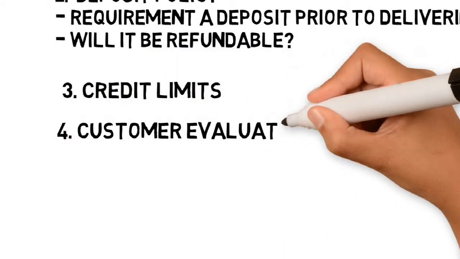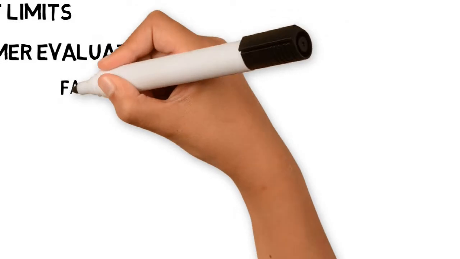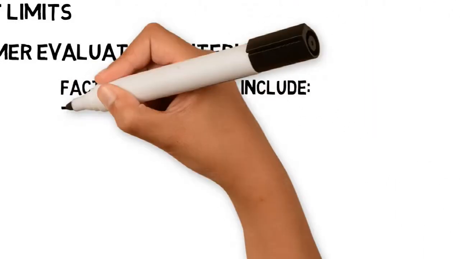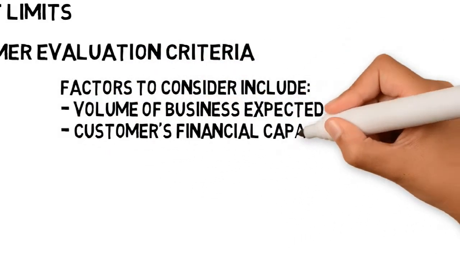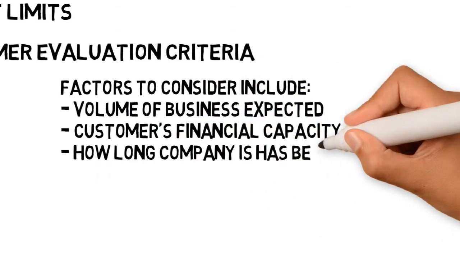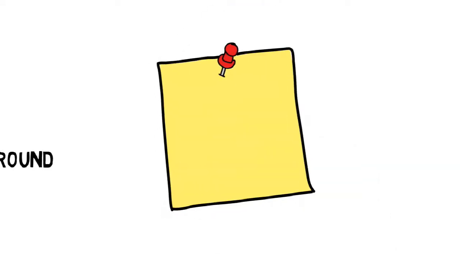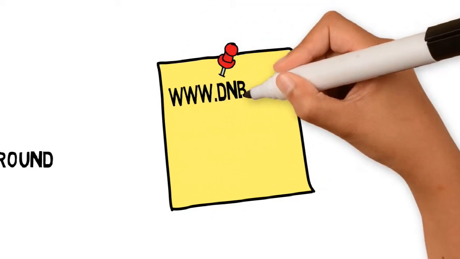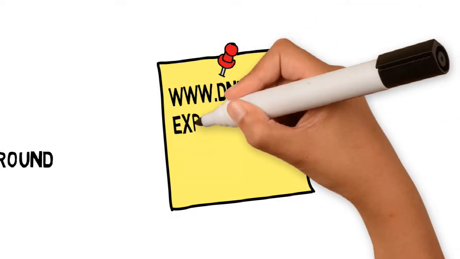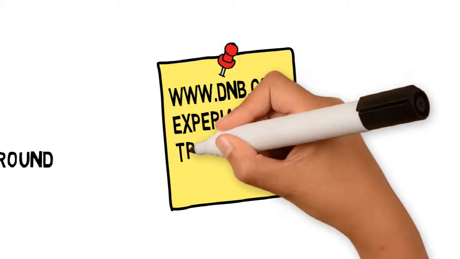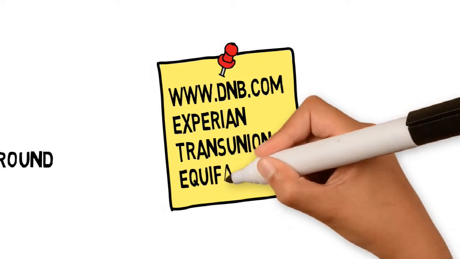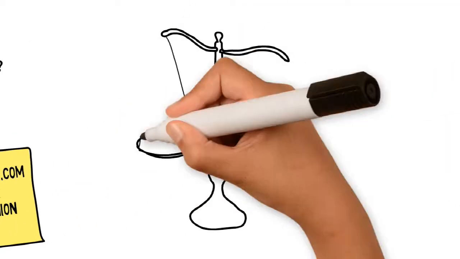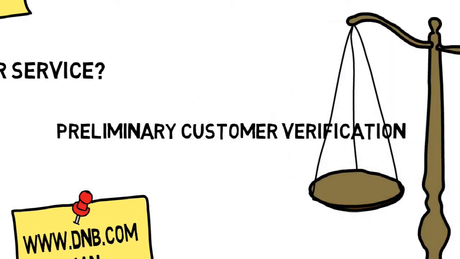Customer evaluation criteria. A company will need to develop a credit evaluation procedure to know who is a good risk and who is not. Factors to consider include volume of business expected, customer's financial capacity, how long the company has been around, and a credit check. Large companies have a separate department for this function, and smaller ones often use a credit service, such as Dun & Bradstreet, to do these checks for them. There are also credit reporting agencies, Experian, TransUnion, Equifax, for running a credit check. You need to remember that bad debts are expensive for any company.